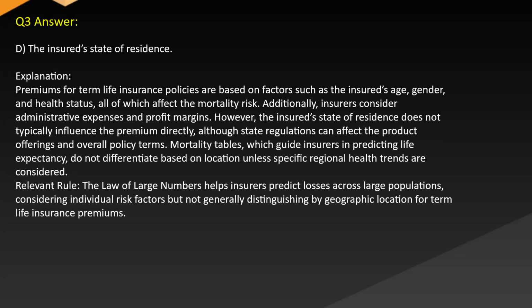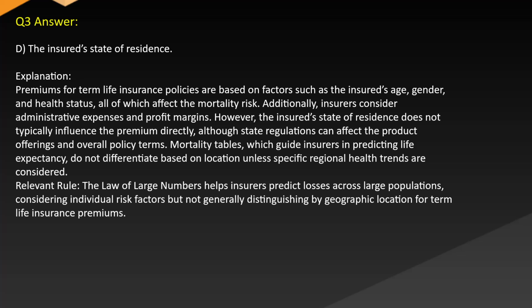Explanation: premiums for term life insurance policies are based on factors such as the insured's age, gender, and health status, all of which affect the mortality risk. Additionally, insurers consider administrative expenses and profit margins. However, the insured's state of residence does not typically influence the premium directly, although state regulations can affect the product offerings and overall policy terms.